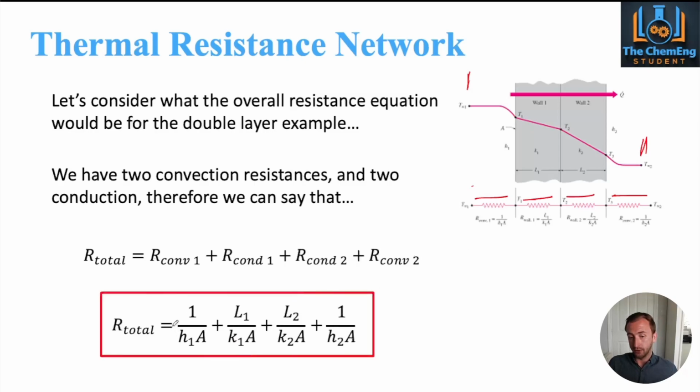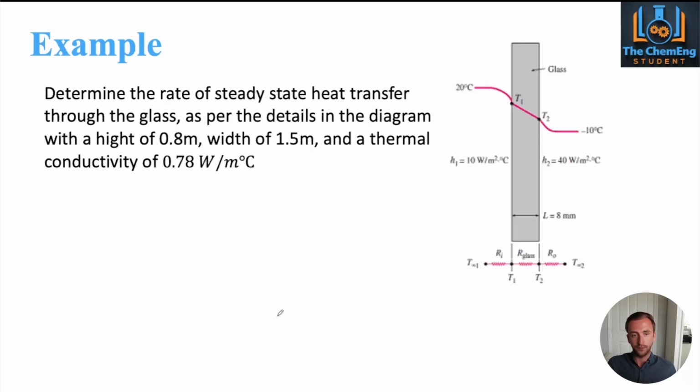Now, what we can do is simply substitute in all of these values and pop them into this equation. Also, if your areas here were constant, you could take A out as a common factor between the conductions, but you couldn't do that in terms of the convections. So you'd have to be very, very careful.